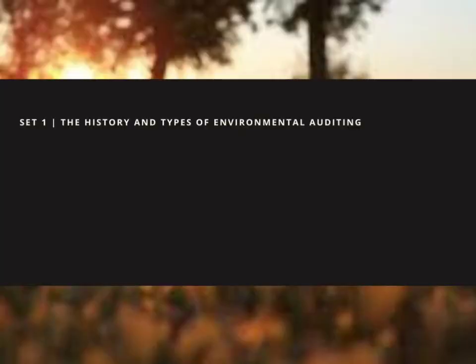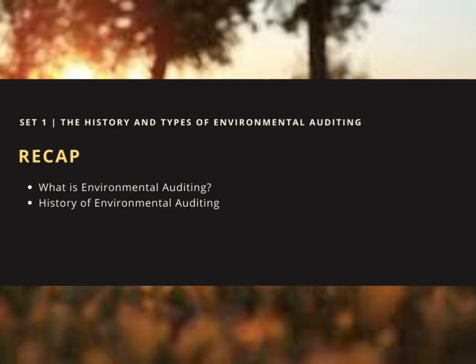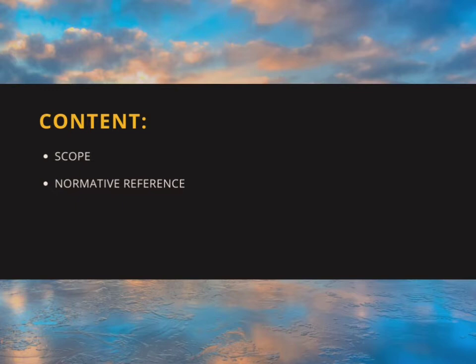Before we proceed to the next part, let's recap what we learned in the previous video. In Part 1, we learned about what environmental auditing is, the history of environmental auditing, types of environmental auditing, and what ISO 14001 is. So, let's continue with our main content of this Part 2 series video: the scope, normative reference, terms and definitions, and the principles of environmental auditing.